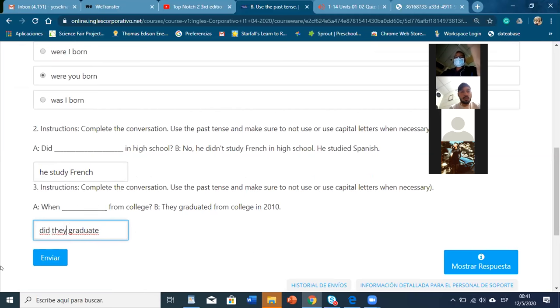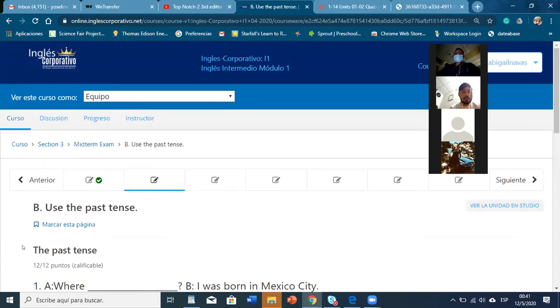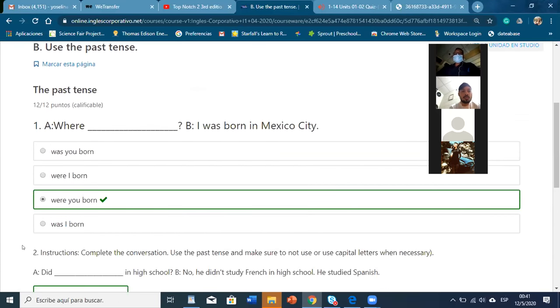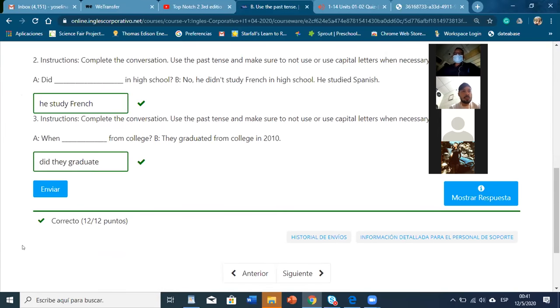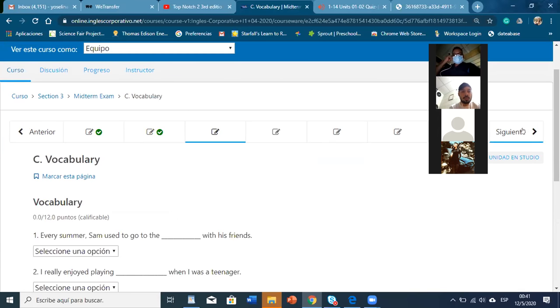Somebody had a question. ¿Qué número está viendo del ejercicio, teacher? Perdón. No, it's the midterm, letter B. Yes, midterm, letter B. All right, so everything good. Good job. Now, letter C. We're going to go to the vocabulary section.